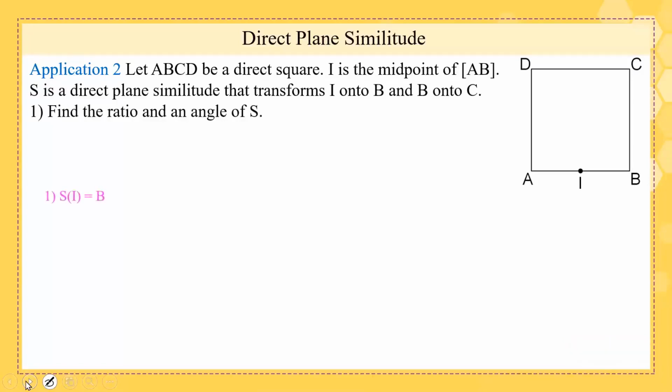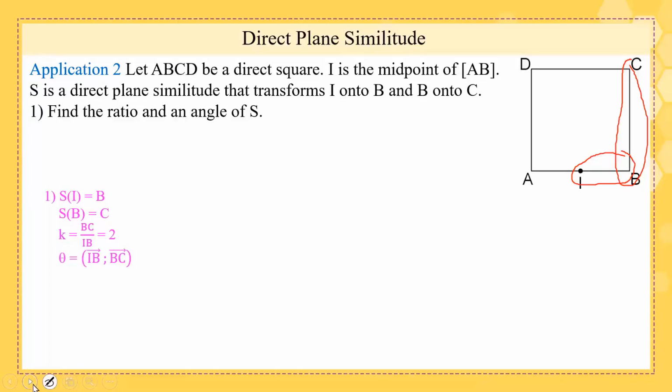Yes, as you said, S of I equals B and also S of B equals C. So as we said in the previous example, to find K, divide BC by IB. So K equals BC over IB. So K equals 2, and you can see it easily in the figure that BC is twice IB. Now the angle theta will be equal to the angle between the two vectors IB and BC.